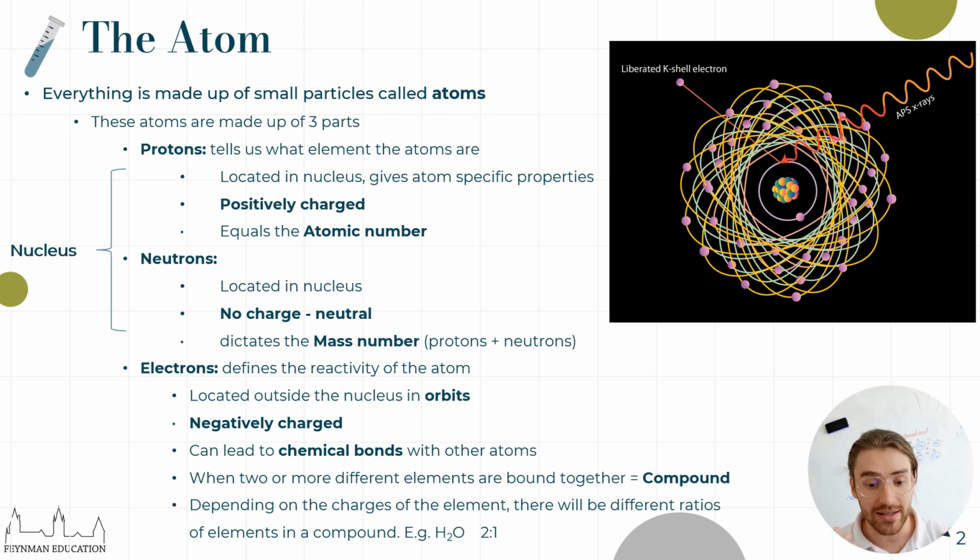Okay, and then depending on the charges of the elements, which we'll get to later, there will be different numbers or different ratios of elements in a compound, such as H2O. Okay, 2 hydrogens for 1 oxygen. But we'll get to that later. Just know that electrons are going to be what causes elements to bond together.